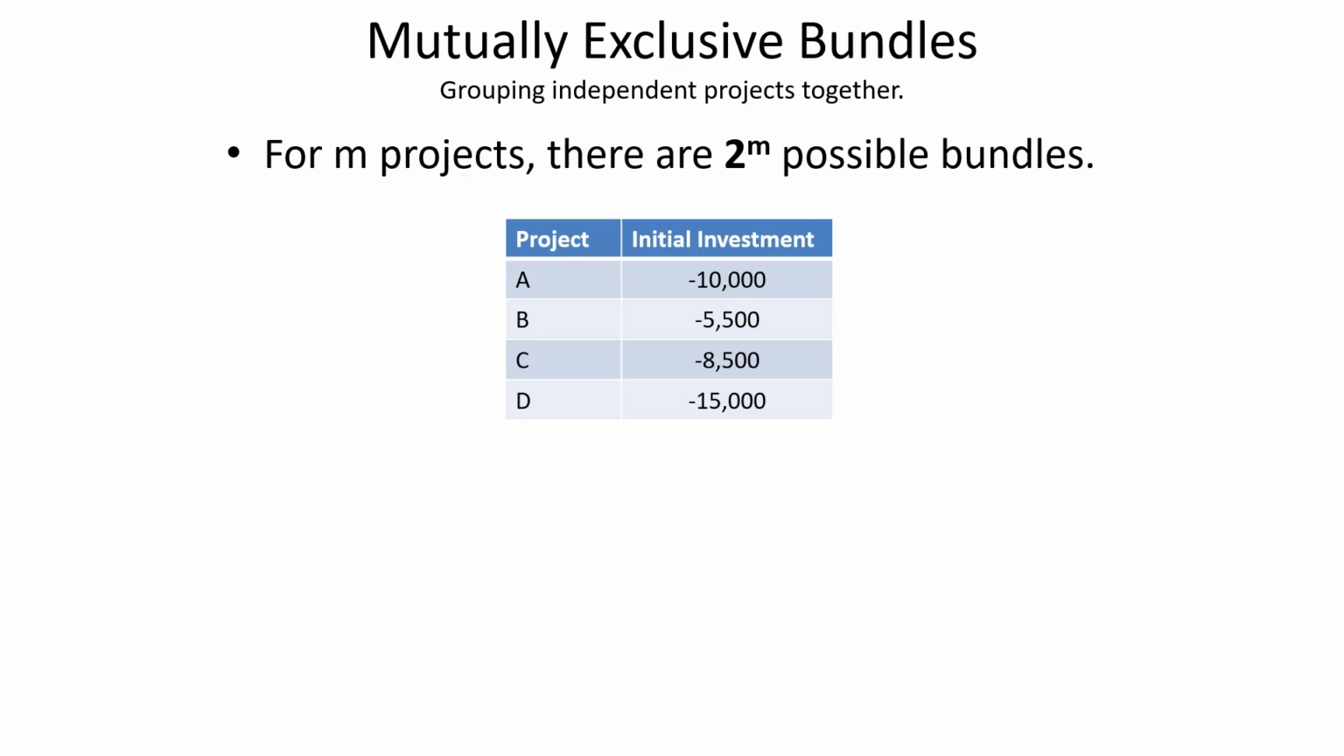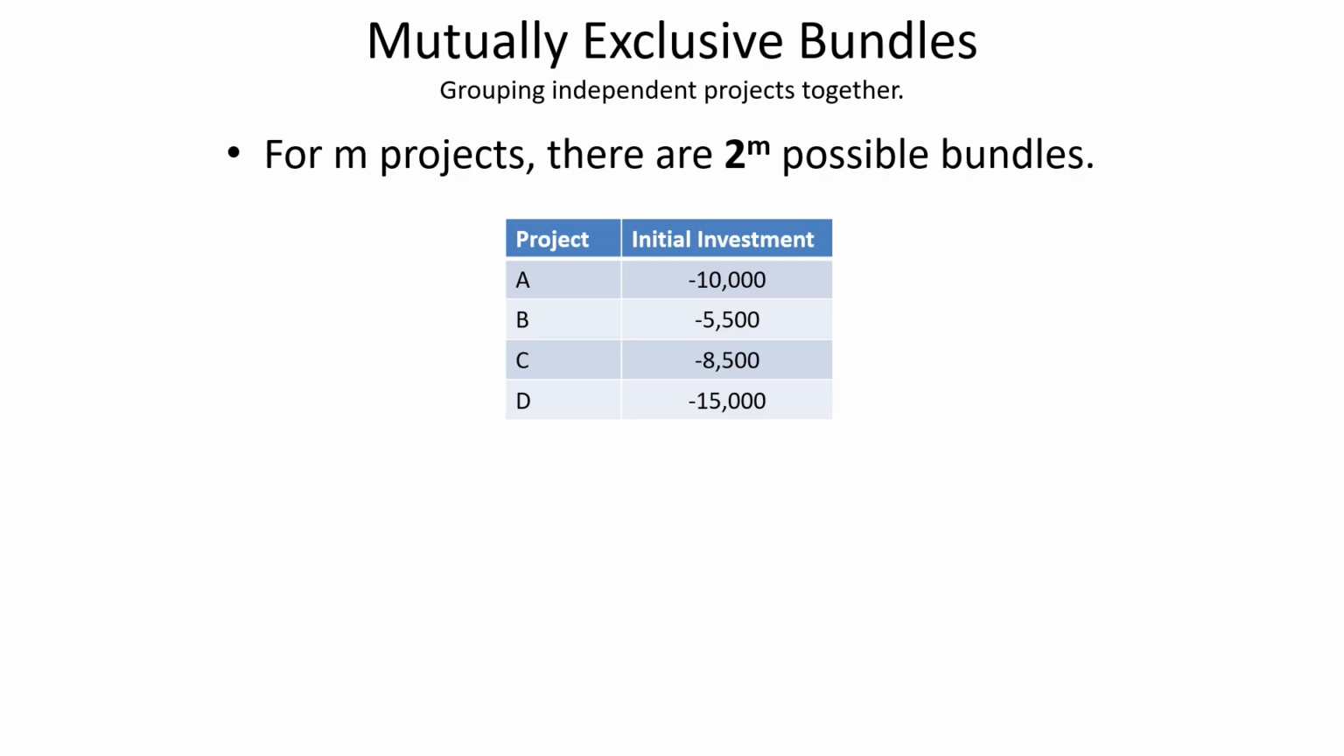A bundle is just a combination of alternatives. So this is saying that there should be 16 different bundles. Let me write this on the board. 4, 5, 6, 7, 8, 9, 10, 11, 12.